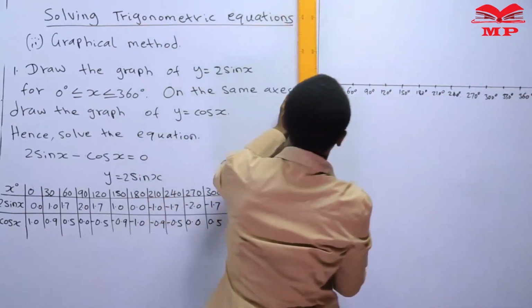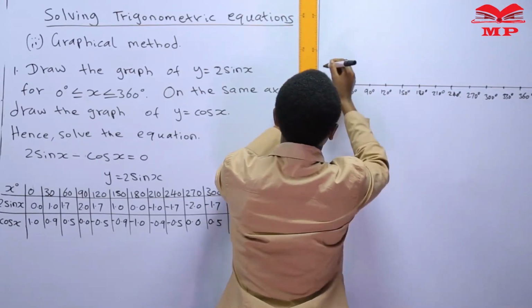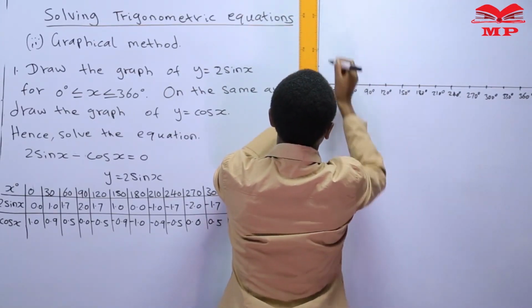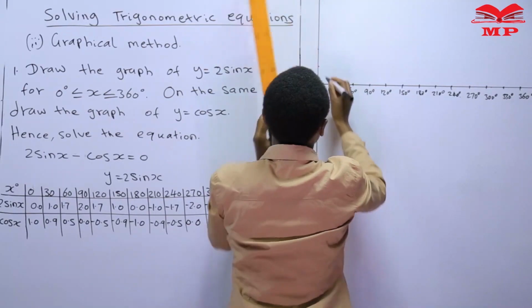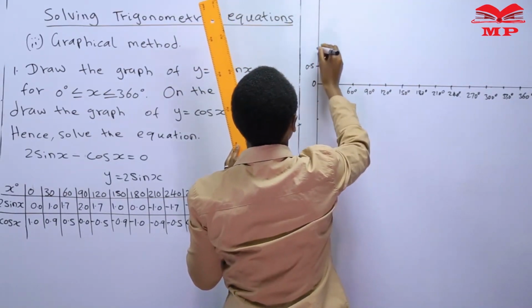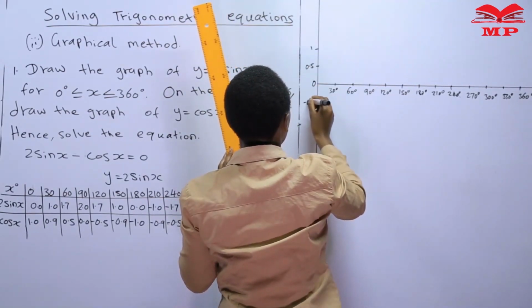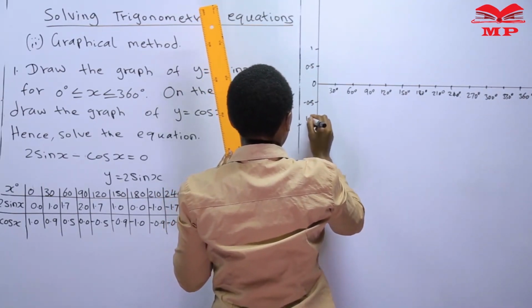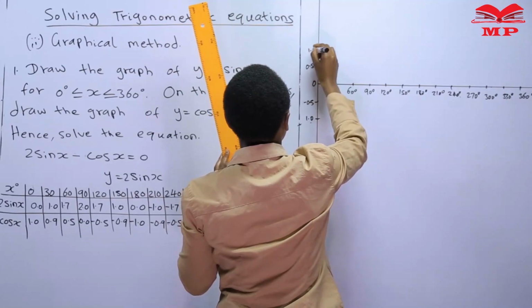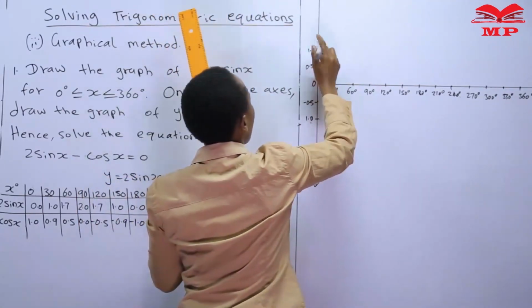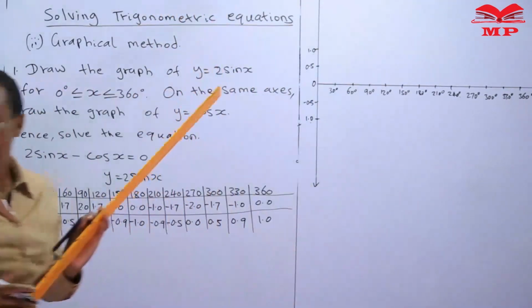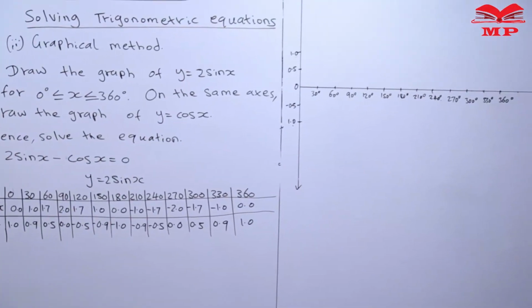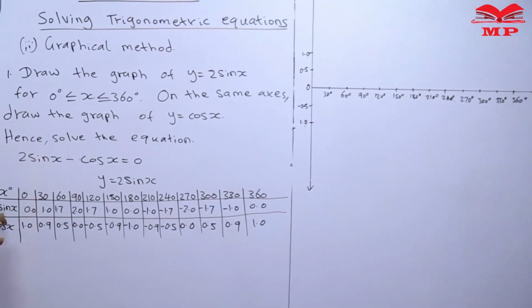Then here we also have the highest being 1. So we have here 0.5, we have 1, -0.5, and we have -1.0. So that's what we have. We need to plot each graph at a time. So we can start with y is equal to 2 sine x.